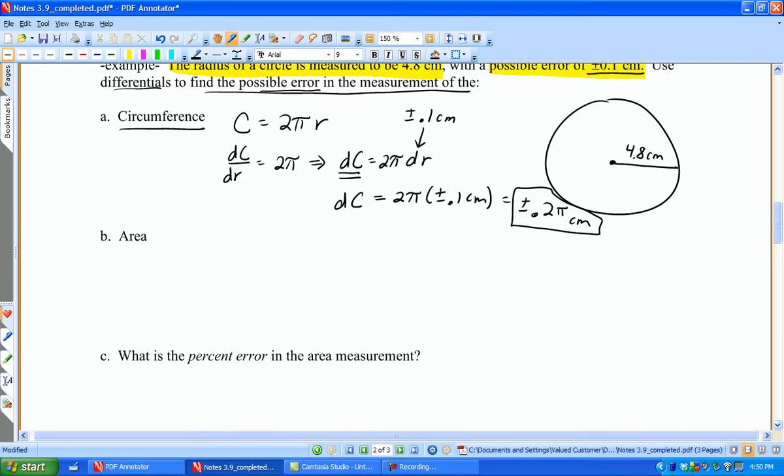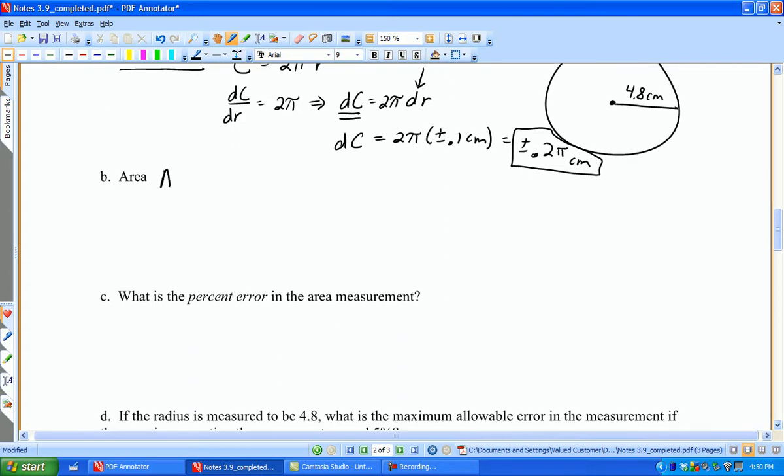Similarly, we could find the possible error in the area. So area is pi r squared. The differential form for the derivative would be dA equals 2 pi r dr. I just multiplied the dr to this other side. So dA would be 2 pi.